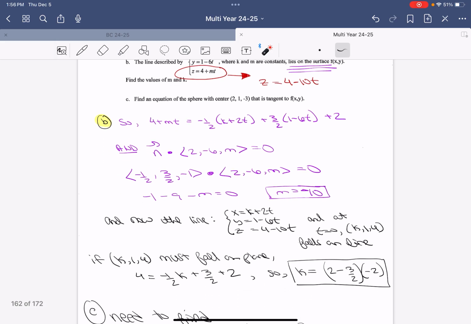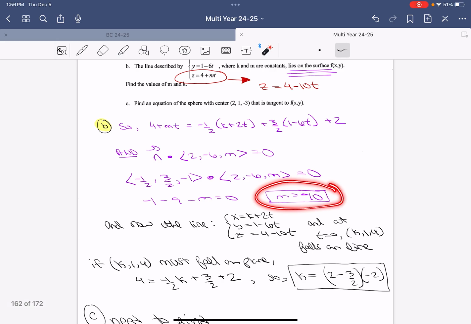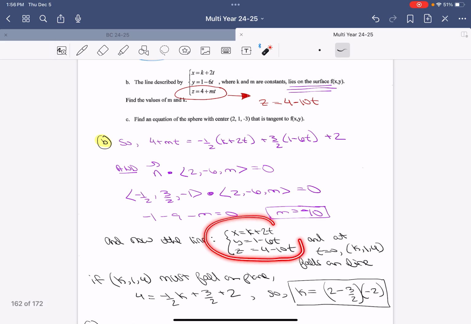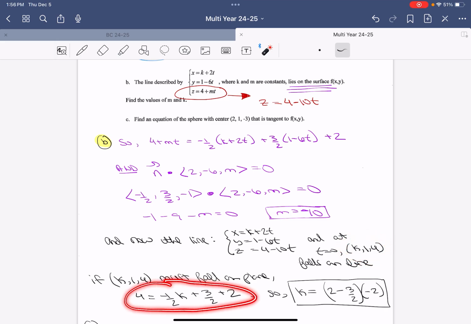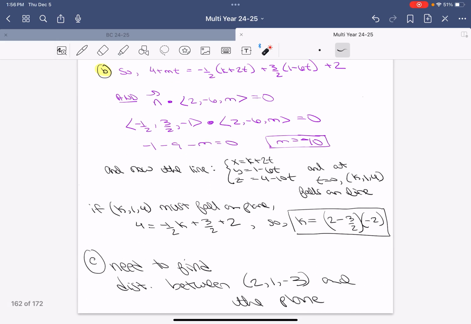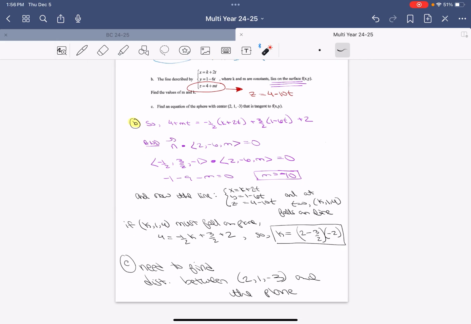And then you have a couple of ways you can go from here, and the most direct way is to just rewrite your parametric equations of the line. Notice here I did sub the m back in. And if this line falls on the plane, it has to fall on the plane for all values of t. So I just subbed in t equals 0, and I got this point, (k, 1, 4). And if (k, 1, 4) has to fall on the plane, then of course k has to equal that. Okay?